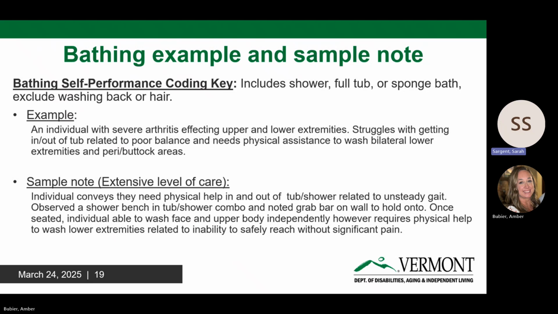An individual conveys they need physical help in and out of tub or shower related to unsteady gait. Observed a shower bench in tub shower combo, noted grab bar on wall to hold on to. Once seated, individual able to wash face and upper body independently, however, requires physical help to wash lower extremities related to inability to safely reach without significant pain. Next slide.